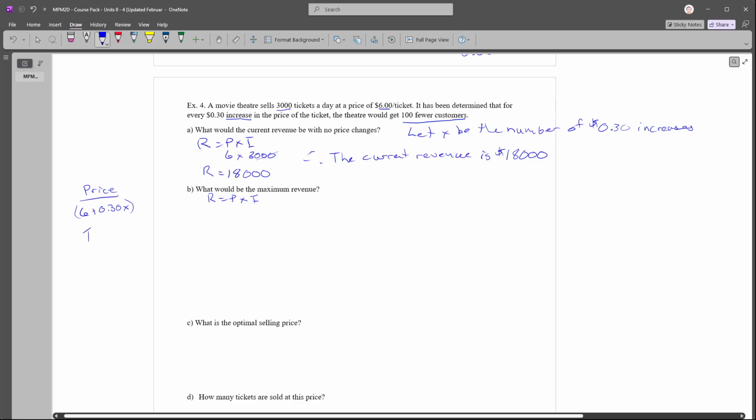Similarly, for our items, it's going to be the same idea. What is our starting value, our initial number of items? That's 3,000.